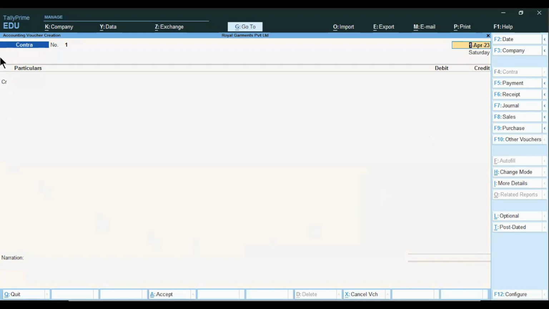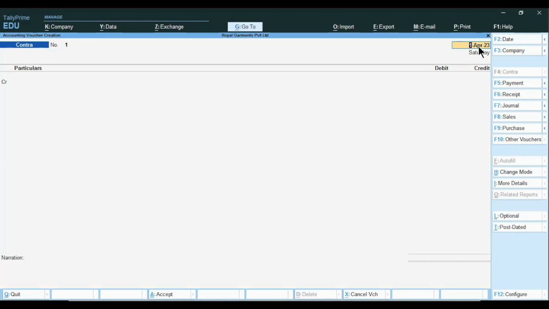See, as I have pressed F4, in the left hand corner we see contra. It means at present contra voucher is on. While entering the voucher, it always asks for date. Here, right hand side, it is asking for date. By default, it is taking the first date of the financial year. So our company's financial year is starting from 1st of April 2023. So at present, the date of the voucher is 1st April.